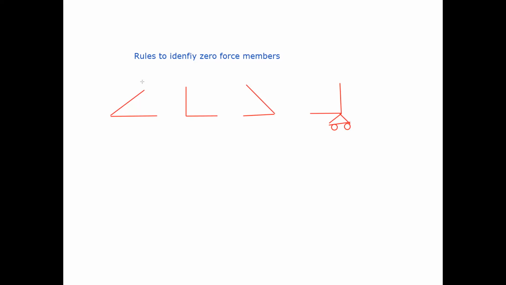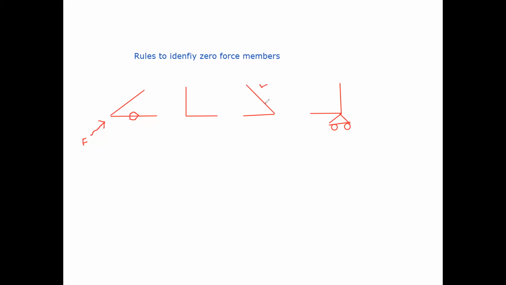Now the first rule is that if there are 2 members connected at a joint, you can see here in the first case, 2 members are connected at a joint, and out of which one external force is acting along one of the members. Any force, for example this is a force F, is acting along the axis of one of the members, then the second member becomes a zero force member. Once again I repeat it. When 2 members are connected at a joint, out of which one external force is acting along one of the members, then the second member becomes a zero force member.